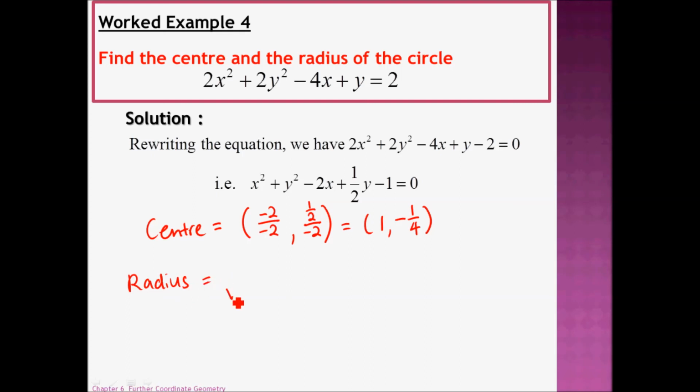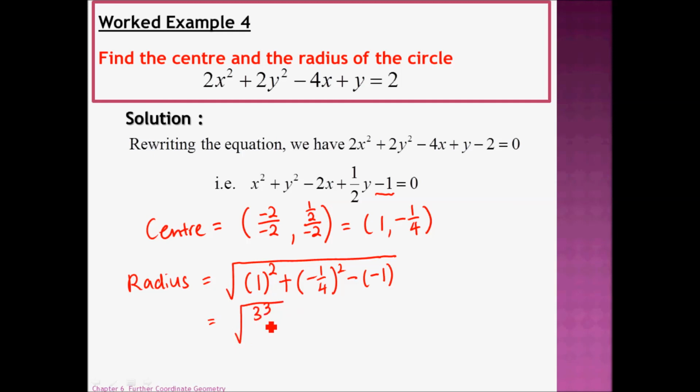According to the formula from the previous slide, to find the radius, we need to square root the square of the x coordinate of the center plus the square of the y coordinate of the center minus the constant term from the general form, which is -1. Here, this will simplify to square root 33 over 16. Or you can simplify it further to square root 33 over 4 units.